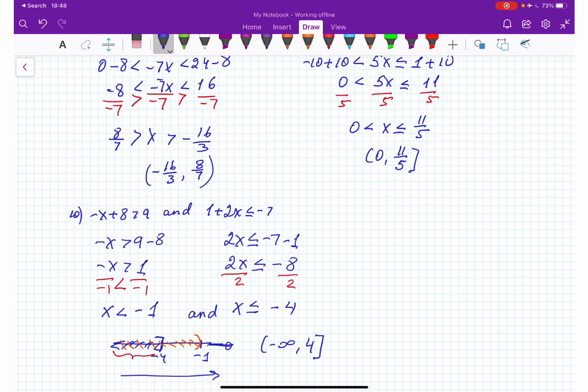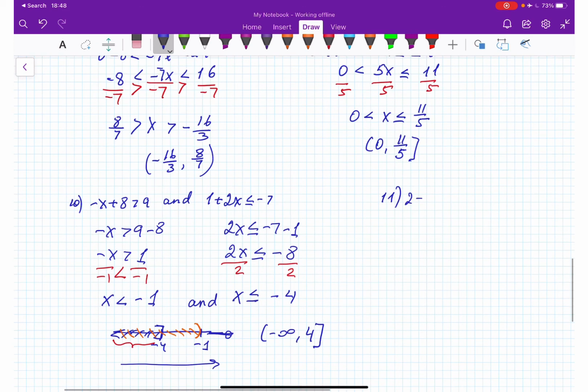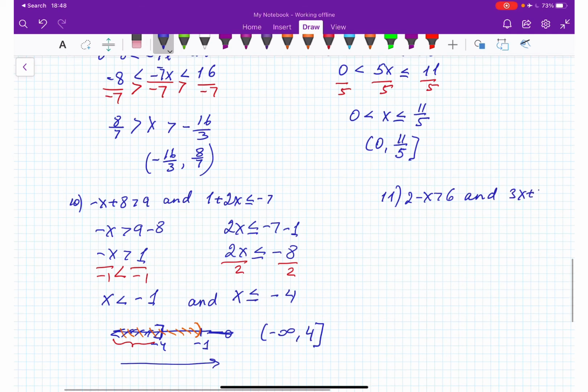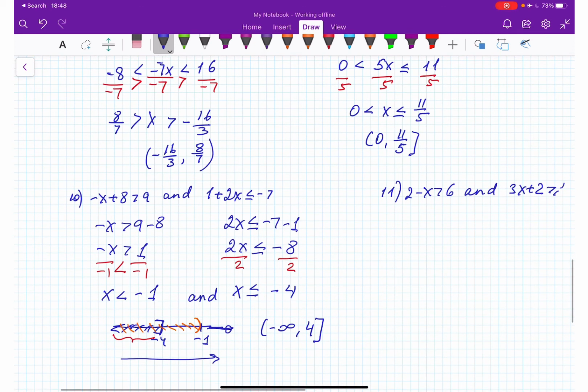Question number 11. So what do we have here? 2 minus x greater than 6 and 3x plus 2 greater equal 11. Okay. All right, let's solve it.